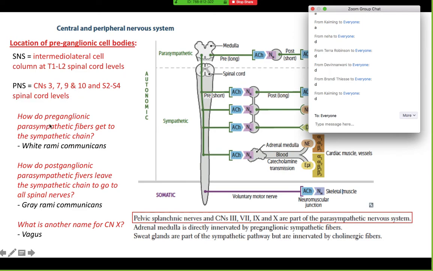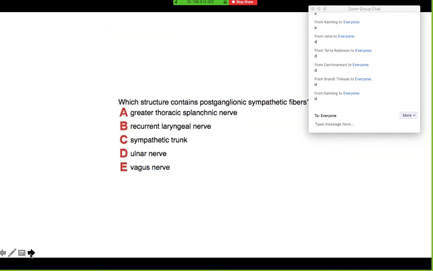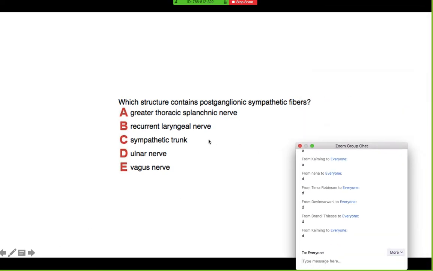Okay, so how do preganglionic parasympathetic fibers leave? Actually, you know what? I'm going to skip this for now, okay? And we'll cover this tomorrow night. I think it'll make sense when we do it all at the same time. Okay. Which structure contains postganglionic sympathetic fibers?